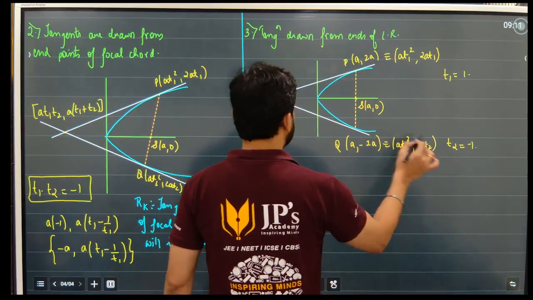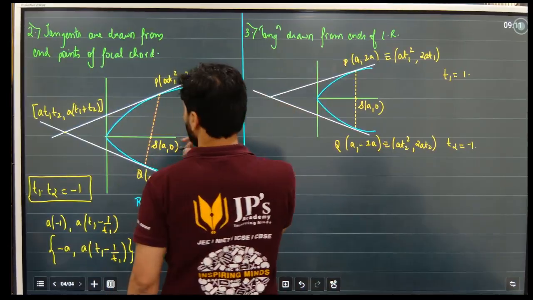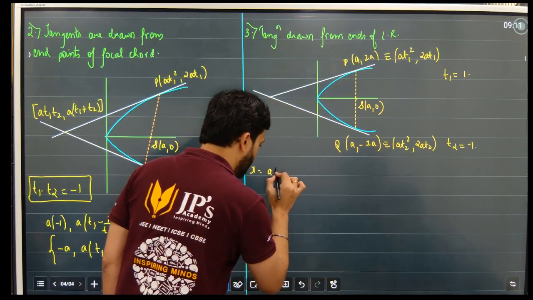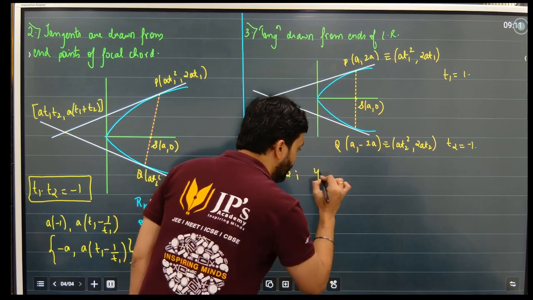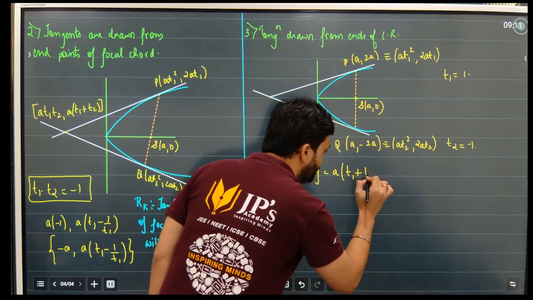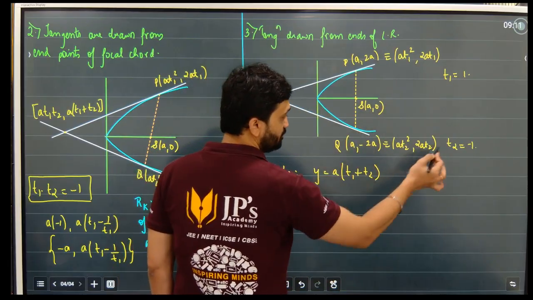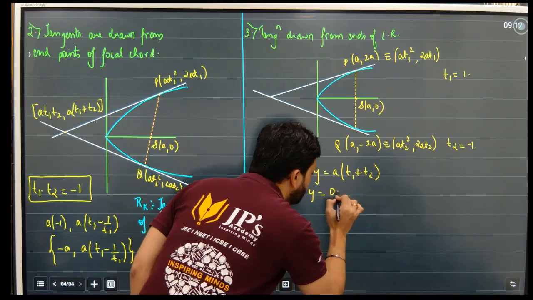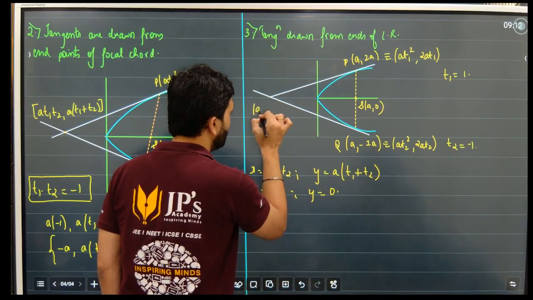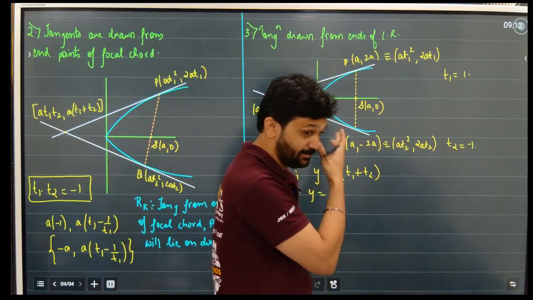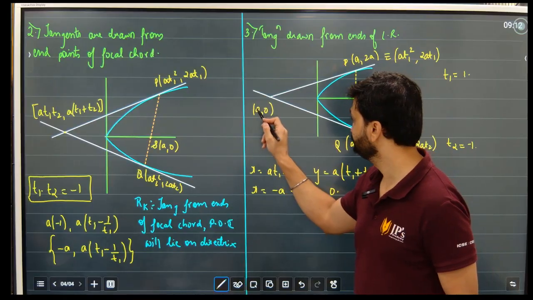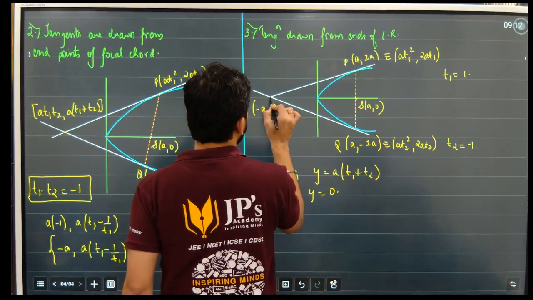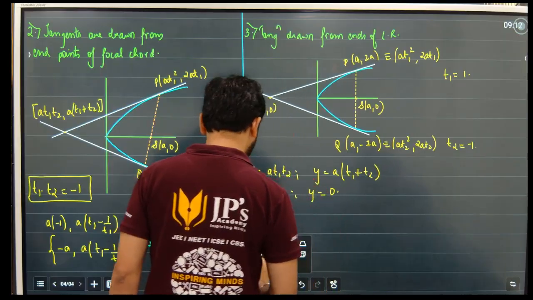And now look at the point of intersection. See what the point of intersection will become. My x is nothing but a t1 t2 and my y is nothing but a bracket t1 plus t2. Guys, t1 plus t2 will become 0. So x will become minus a, y will become 0, hence my point of intersection will become minus a comma 0. It means that it will lie on the directrix, but it is the foot of the directrix, which means it will be on the x axis.